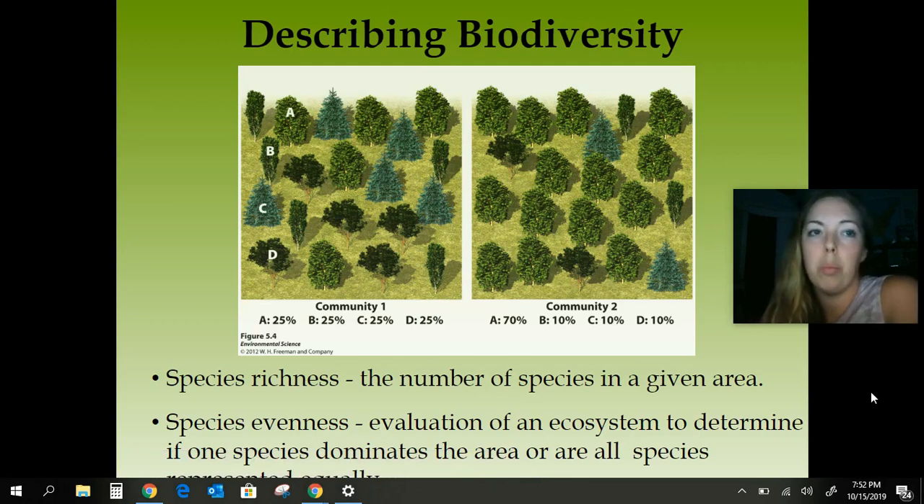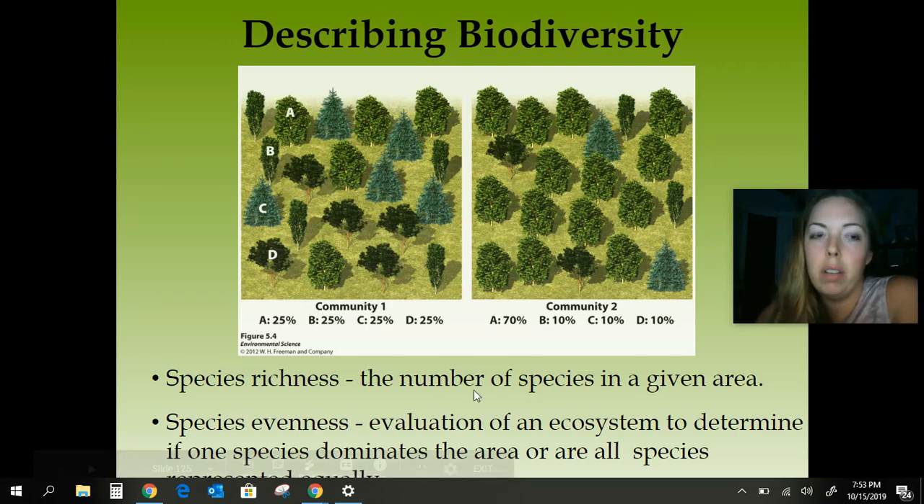This tells us whether a particular ecosystem is numerically dominated by one species or whether all of its species have similar abundance. So an ecosystem has high species evenness if its species are all represented by similar numbers of individuals. An ecosystem has low species evenness if one species is represented by many individuals while others are represented by only a few individuals. In the latter case, when there's only a few individuals, there's less diversity.